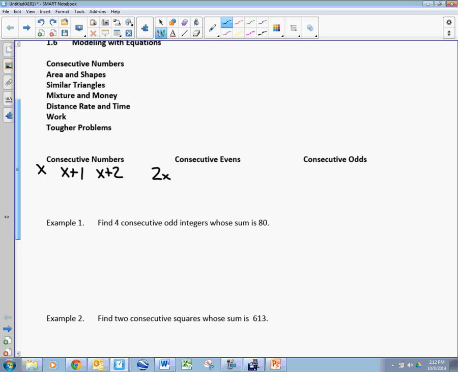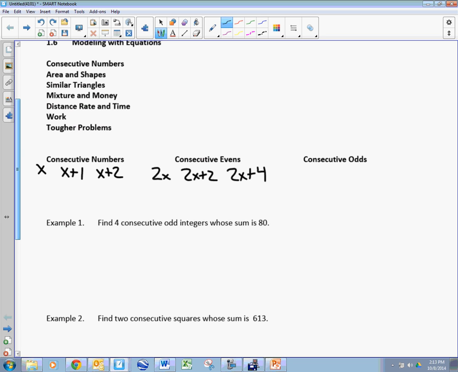All right, so if 2x was the first even integer, what would be the next one after it? 2x plus 2. What will be the one after that? 2x plus 4.